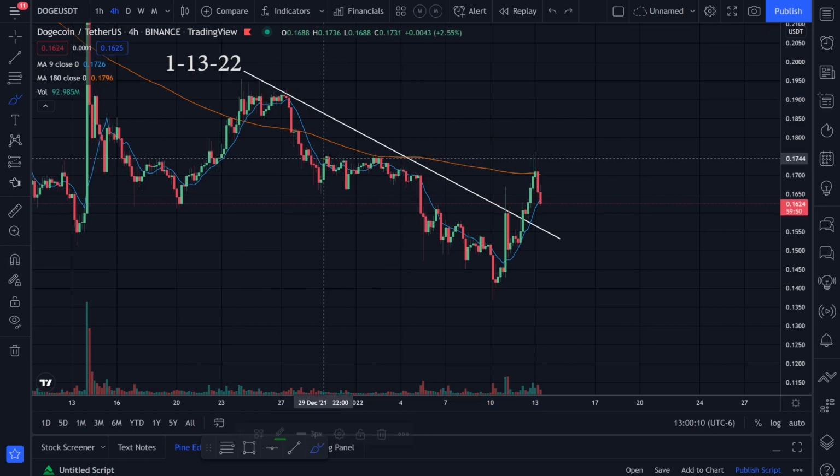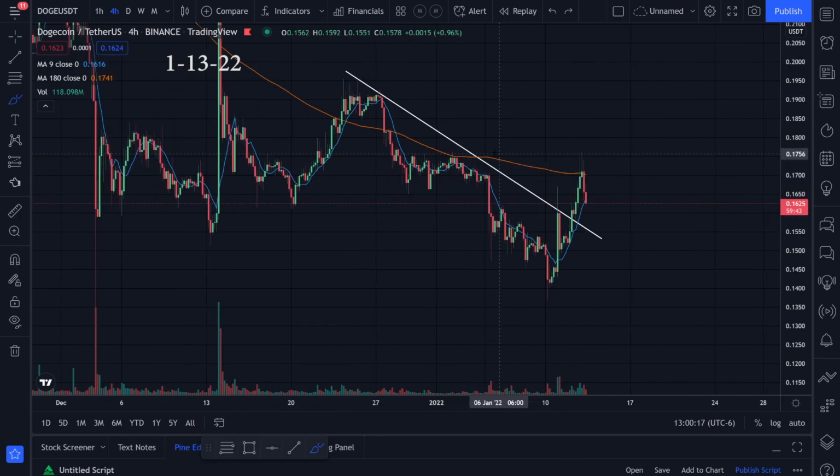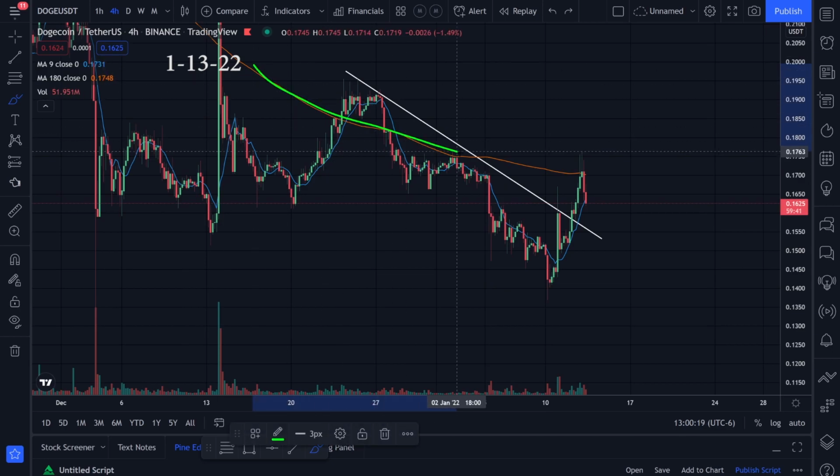First one was sitting at 0.175. The second one was sitting at 0.190. We actually came up, hit that 0.175, got rejected by the 4-hour 180 moving average right here.